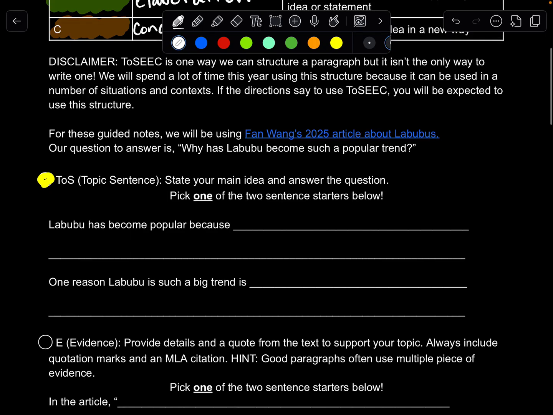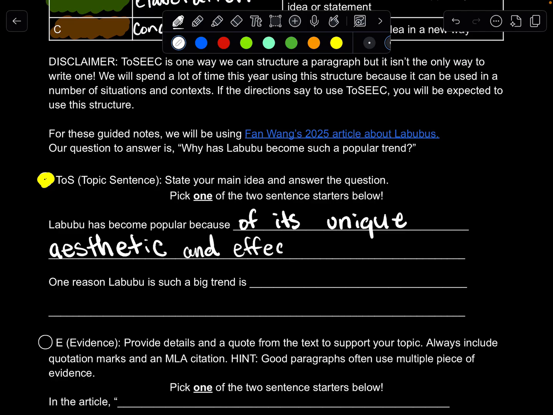So I want you to pick one of these sentence starters. Labubu has become popular because, or one reason Labubu is such a big trend is. I'm going to start with this first one, but again, this is your choice. You should be picking one. So you can take a moment now that you've read the article to think about which one of these makes sense. For me, I'm going to write because of its unique aesthetic. I really just wanted an excuse to use the word aesthetic. And effective social media.